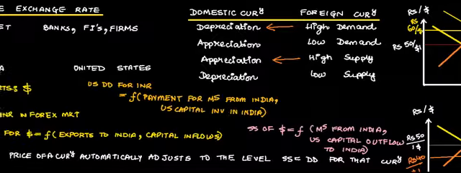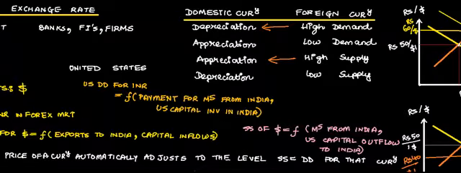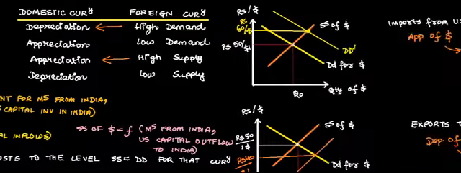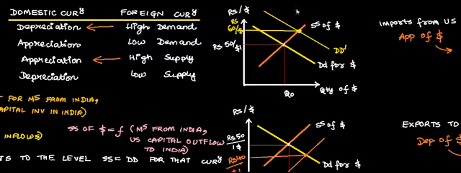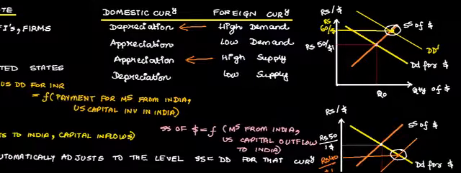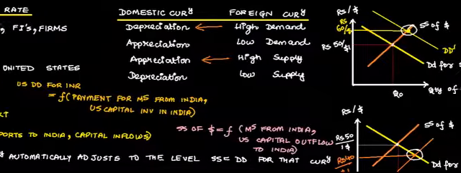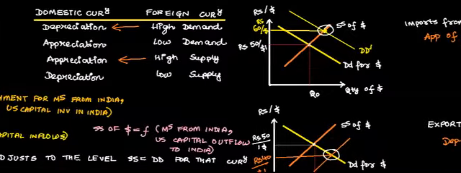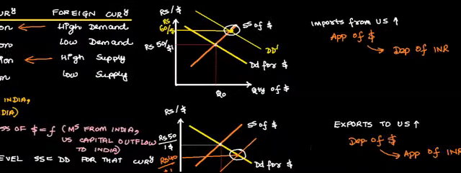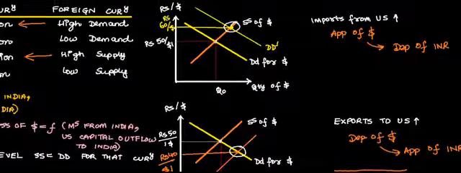So the price of a currency automatically adjusts to the level where supply equals demand. Price of the currency automatically adjusts to the level where demand is equal to supply for that currency. And this is what you have seen in these graphs.